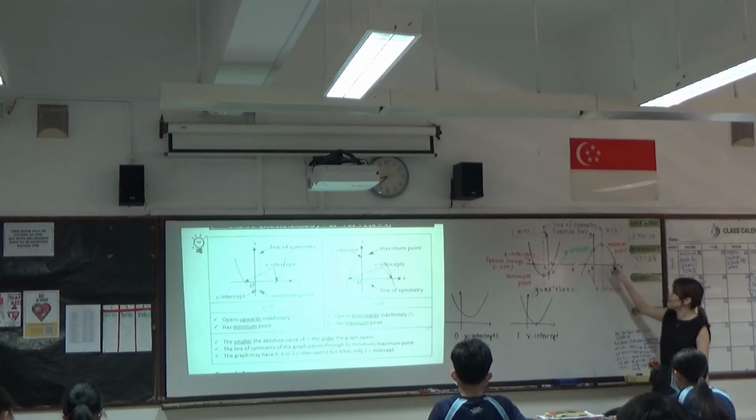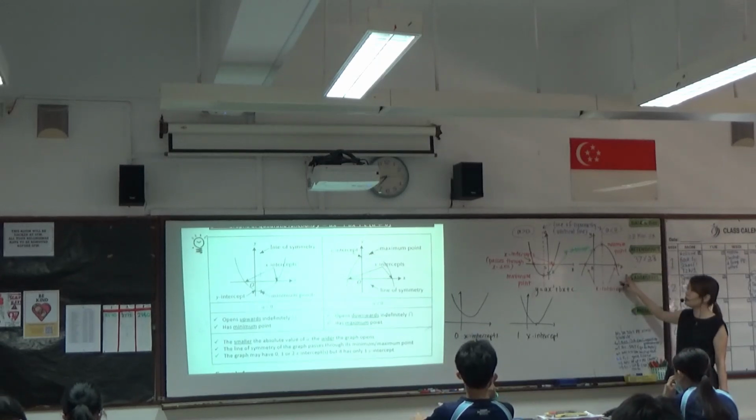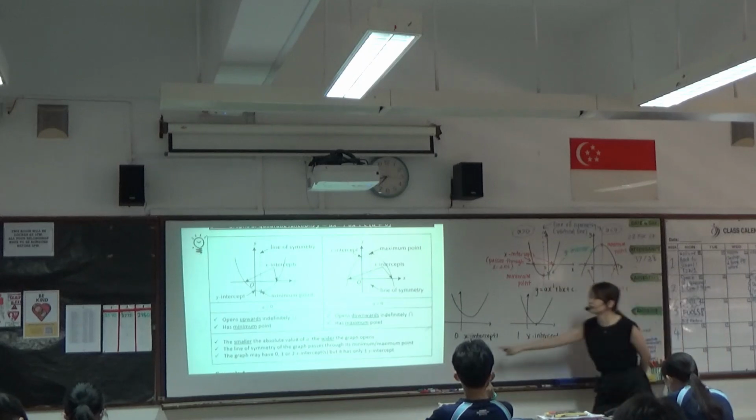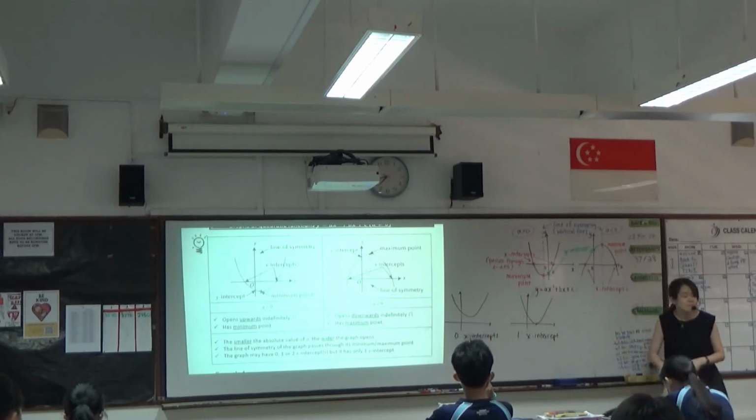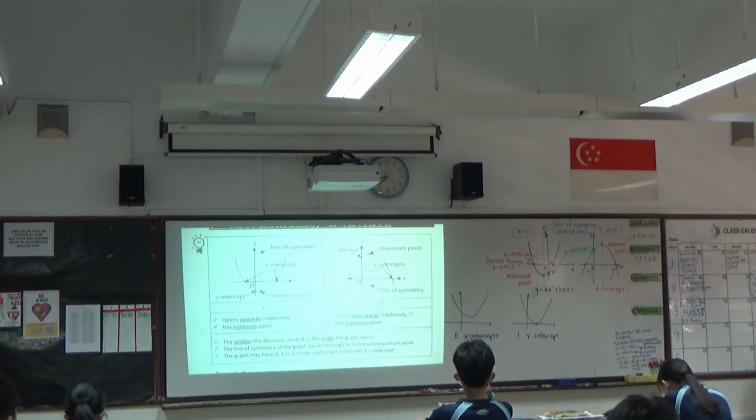We can have the reverse when a is less than 0, when we have a sad face curve, just that it's the other way around. So more on that when we go to set 3. Any questions?